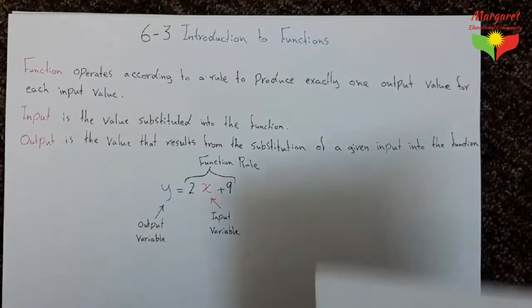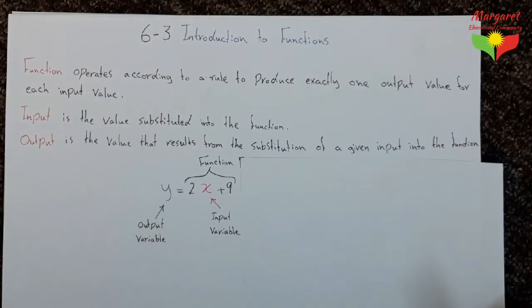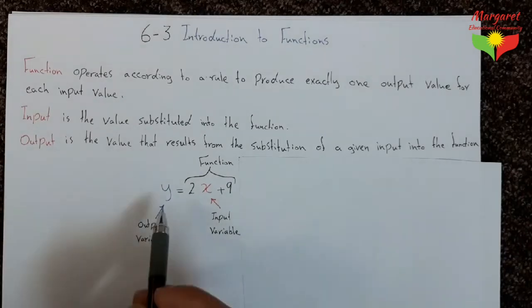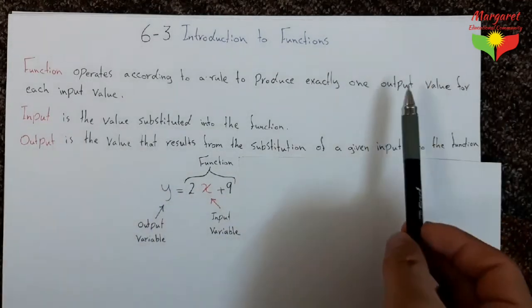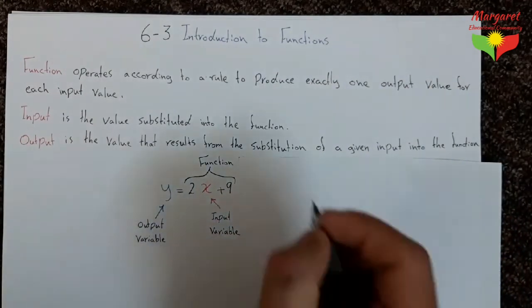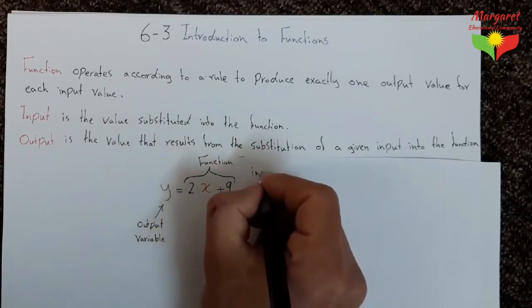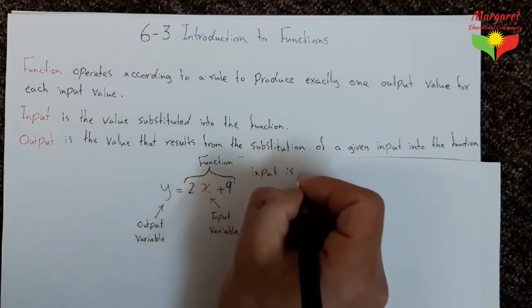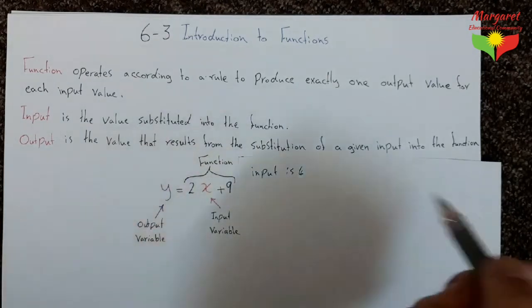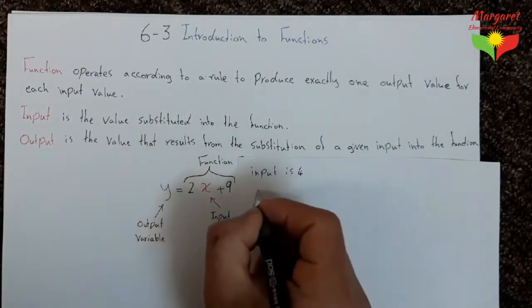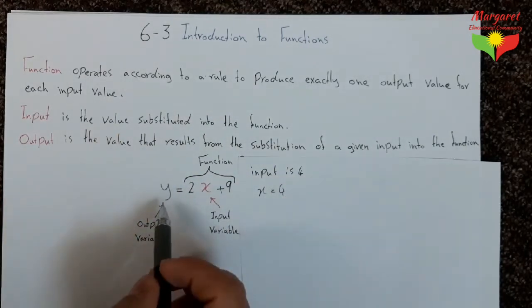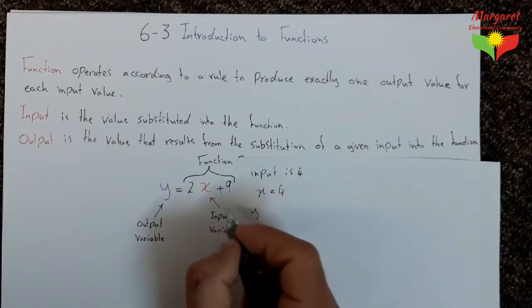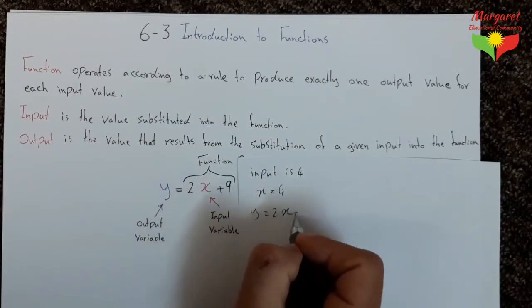Now, for function y equal to 2x plus 9, we can find the output value for each input value. ئێستا بۆ نەخشەی y یەکسانە بە 2x کۆ 9 ئەتوانین output بدۆزینەوە بۆ هەر inputێک. For example, if the input is 4, we say that x is input, so x equal to 4. And to find the output, we say that y is output, and y equal to 2 times x plus 9.